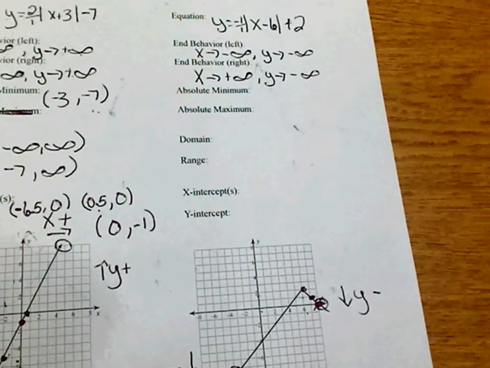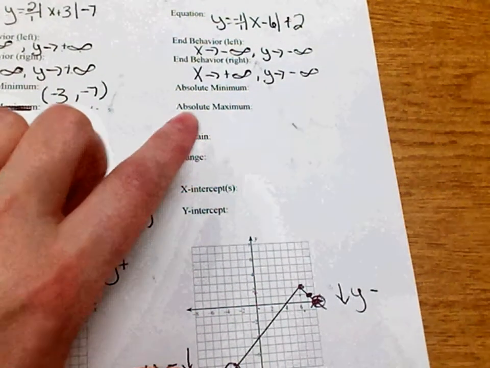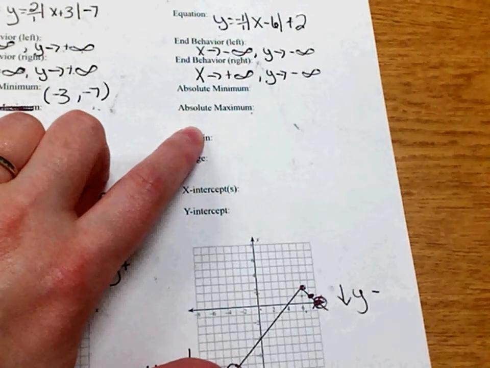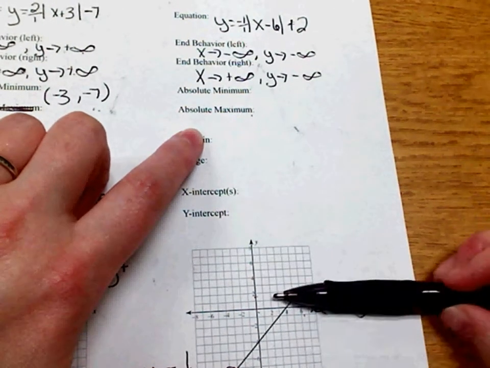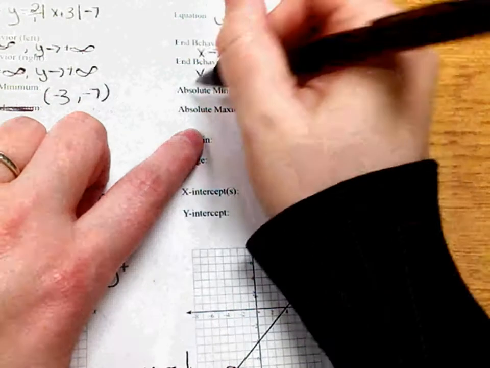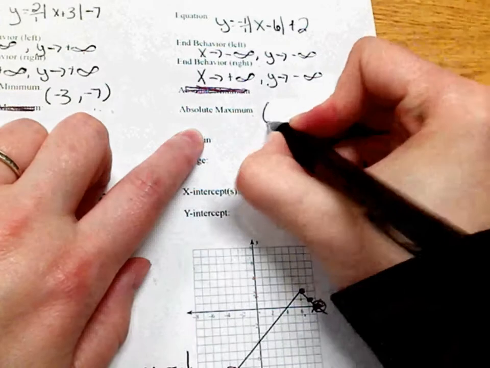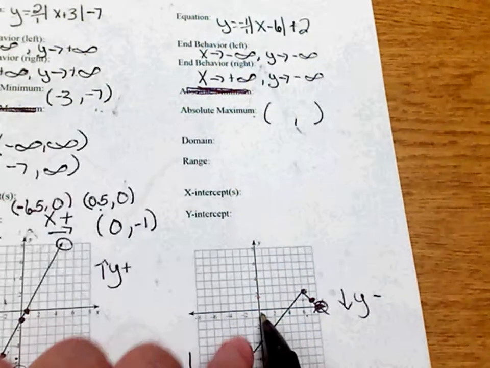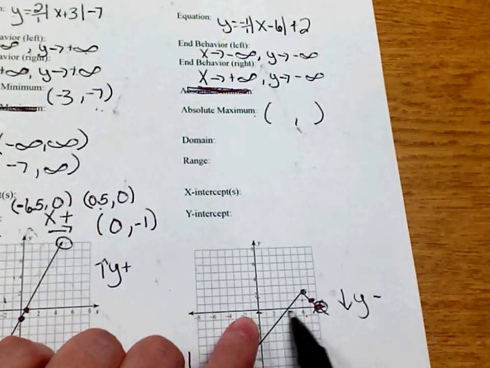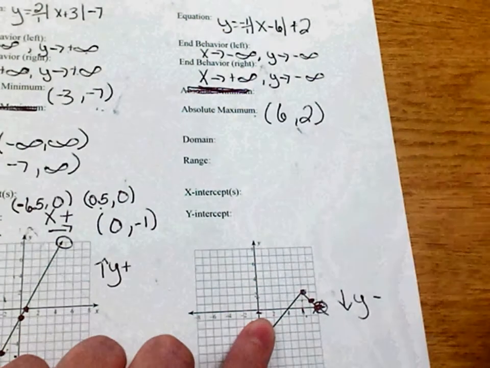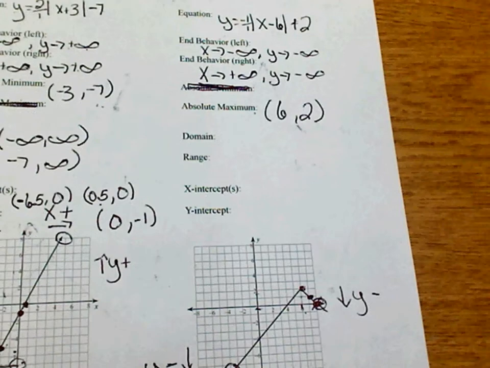Okay, so then we want to know, is it a minimum or a maximum? So is this point the maximum or the minimum? Well, it is the highest point, it is the maximum. So we're going to cross off minimum. There is no minimum. And then we're going to describe that point in XY format. Always do X first, so it's 6, 2. 6, 2. That is the name of that point.